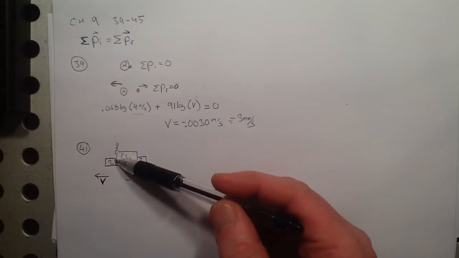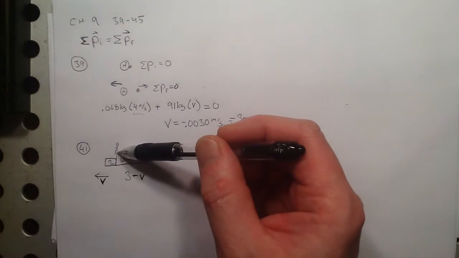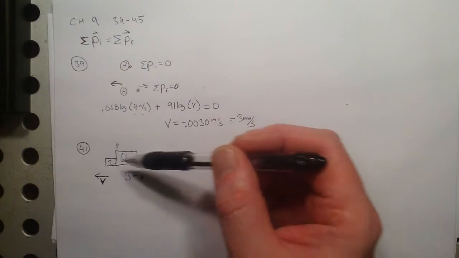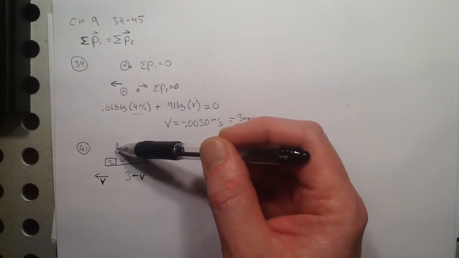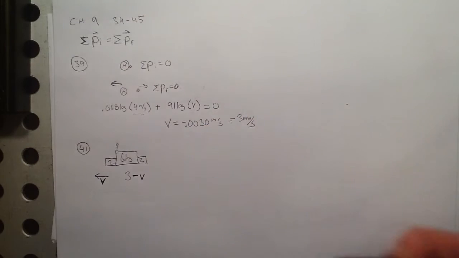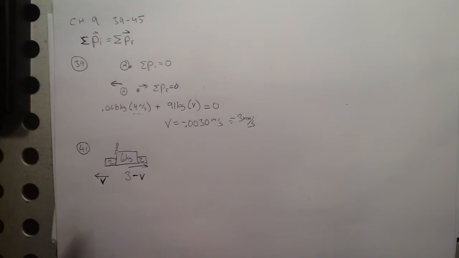If this one got shot off in this direction with a velocity of 1, then this one would be going this way at a velocity of 2, because then, according to you here, you're going 2 meters per second this way, and if that's receding from you at 1 meter per second, then that's going to appear like it's moving at 3 meters per second. So that's the tricky thing about this problem. If this one's going this way at v, then that would have to be 3 minus v. That's that relative business.